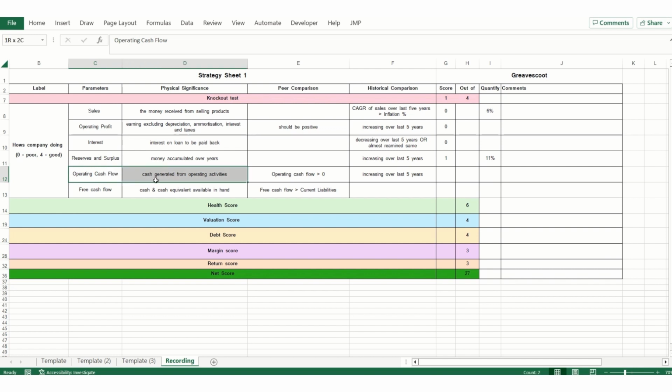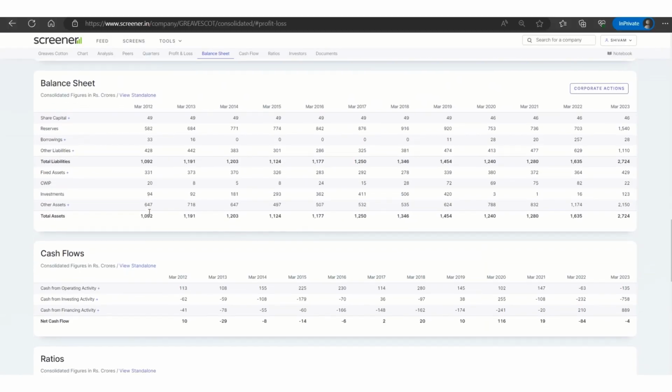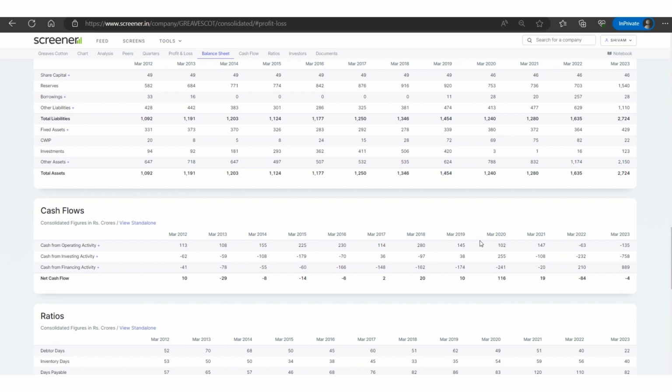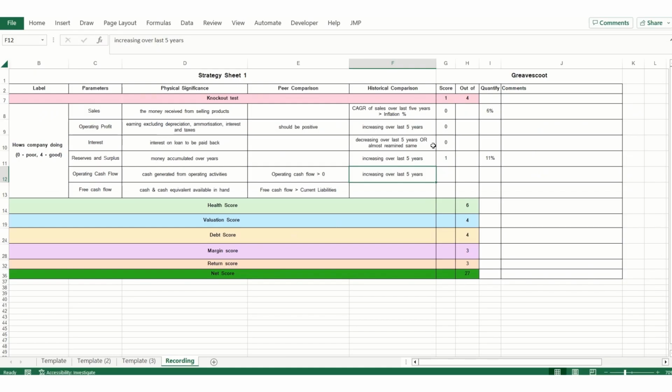Now from here we have started with our lecture 4. So operating cash flow should be positive and should have been increasing over the last 5 years. So again, let's go to screener.in, and you can see that the operating cash flow in March 2019 was 145 crores, while in March 2023 it is negative. So operating cash flow is negative. That means they are not able to generate money from their operating activities, and that is a very bad sign. Let's call it 0.